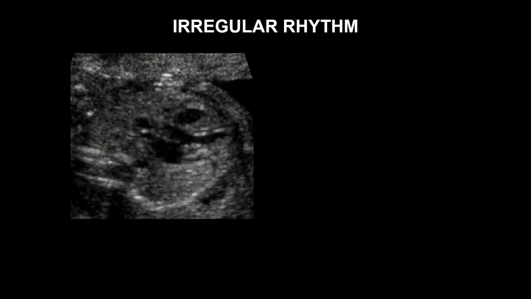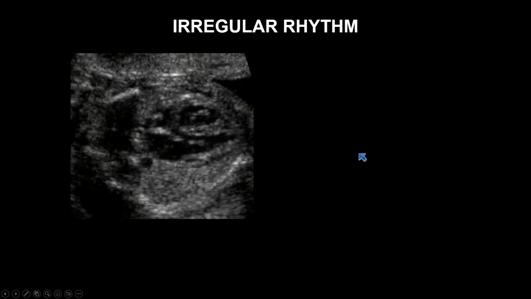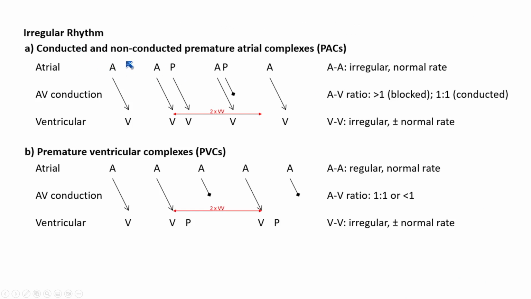There are a few exceptions. So what you see is an irregular rhythm, and this is typically related to either premature atrial complexes or beats, or premature ventricular beats. PACs are far more common than PVCs, and they can be quite annoying because you get a very irregular rhythm and everybody is nervous.